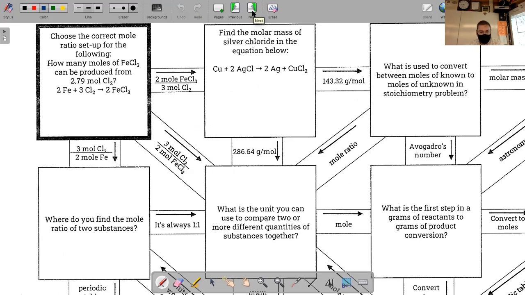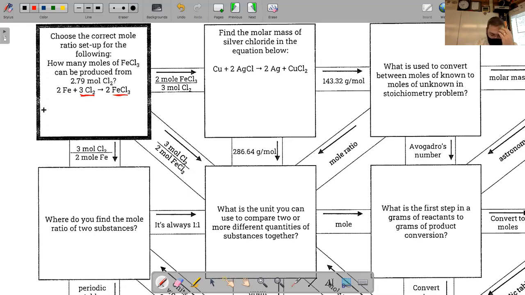It says, choose the correct mole ratio setup for the following. How many moles of iron(III) chloride can be produced from 2.9 moles of chlorine? In other words, we know the quantity of chlorine we start with. We're trying to figure out how many moles of iron chloride you end up with. And in the reaction, it looks like for every 3 chlorines, we make 2 iron chlorides.